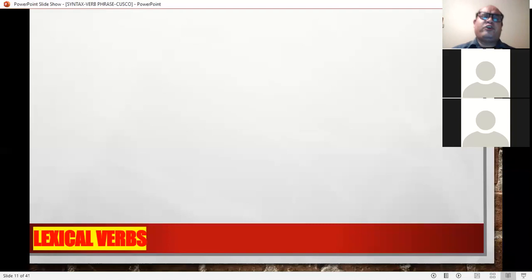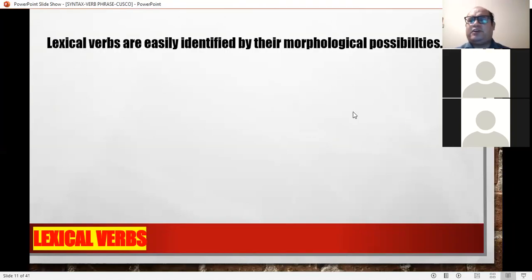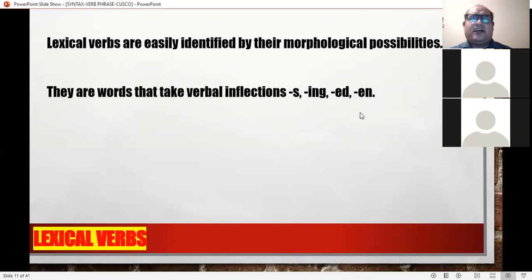So today we're going to focus more on the lexical verbs. Now, as we have seen, the lexical verbs are easily identified by their morphological possibilities. So what is this? That we can use the inflections. Remember when we talked about morphology? Now we talk about inflectional morphemes. Can you remember what the inflectional morphemes were? You can see it here. What are the inflectional morphemes?